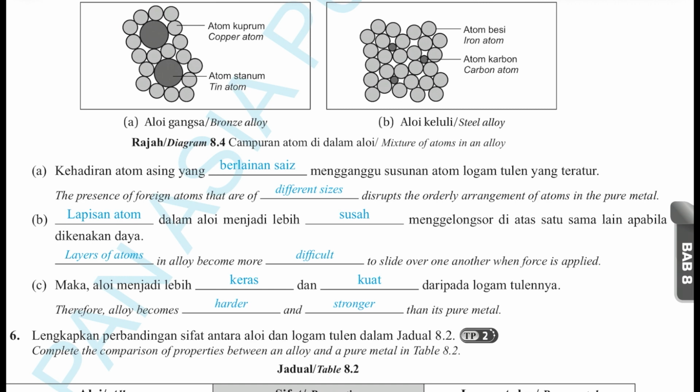Size of atom tak sama. Kenapa tak sama? Sebab kita telah campurkan dengan foreign atom. Kita campurkan dengan foreign atom yang mempunyai size yang tak sama dengan pure metal yang asal. When the arrangement of atom not in orderly arrangement, the layer of atom become more difficult to slide over one another when force is applied. Therefore, alloy become harder and stronger than its pure metal.